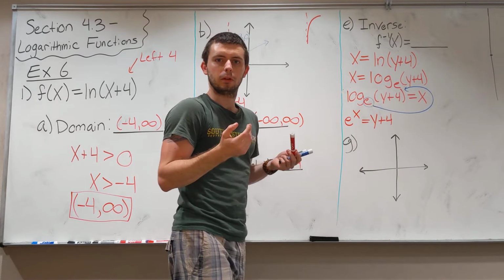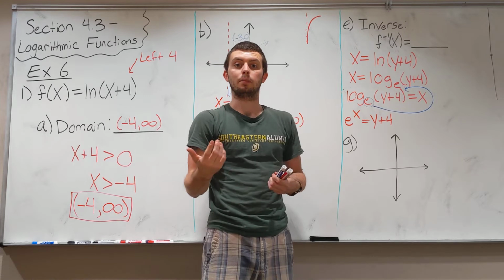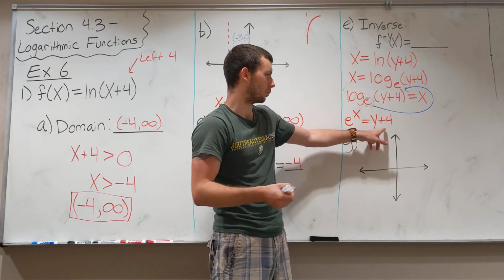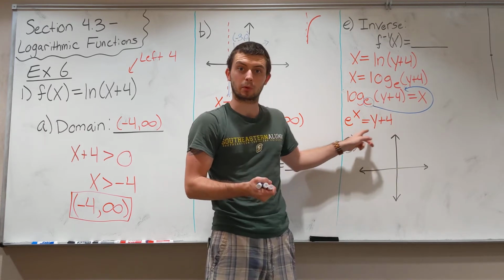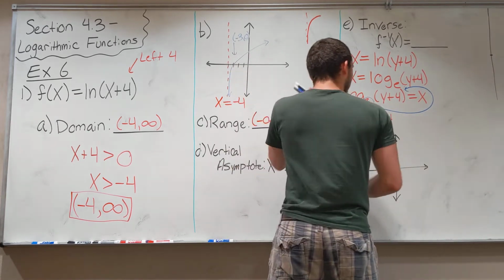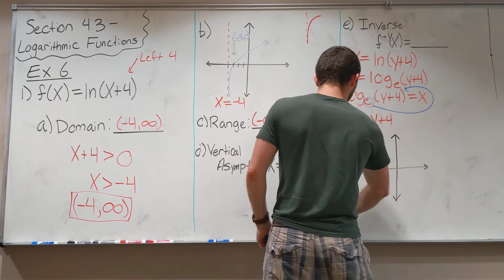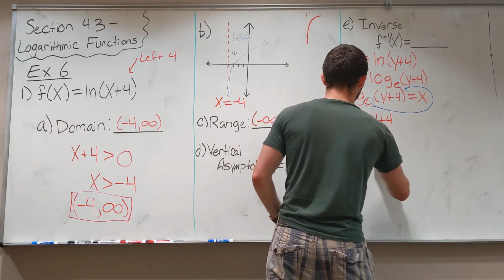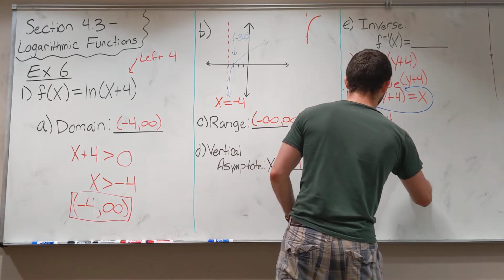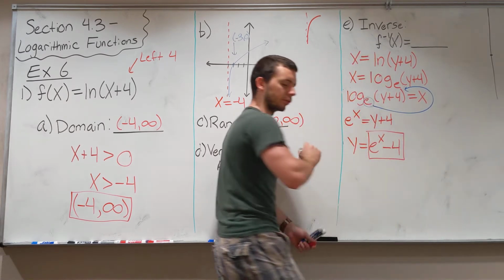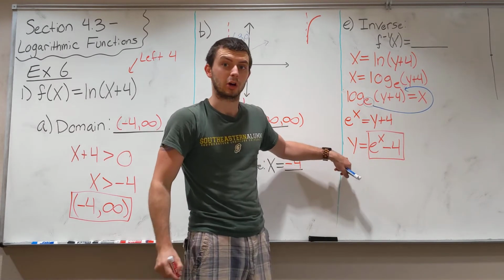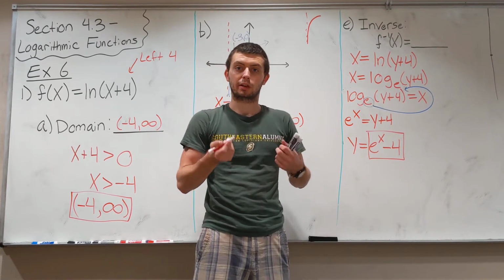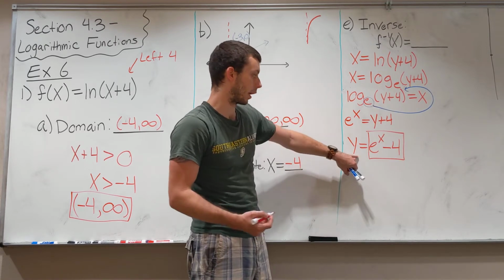And so finally, remember, we did all of this to try and get y by itself. Y isn't by itself yet though. There's the plus 4. So all we have to do is subtract 4 on both sides and we're done. So let's put that here. We subtract 4 on both sides, y is now by itself, so we're done. That's how you find the inverse algebraically. You switch x and y, and you solve for y, which is exactly what we did.